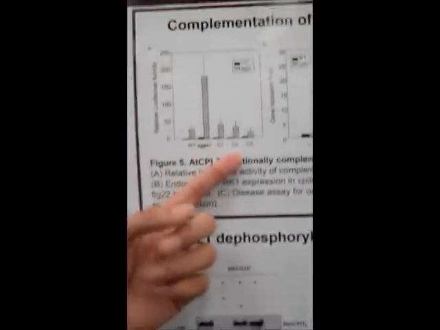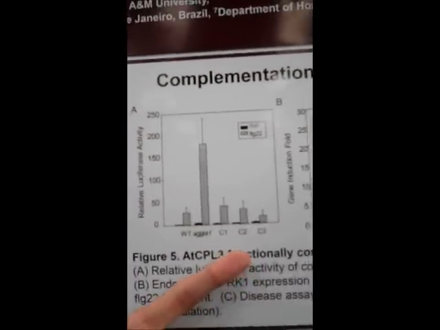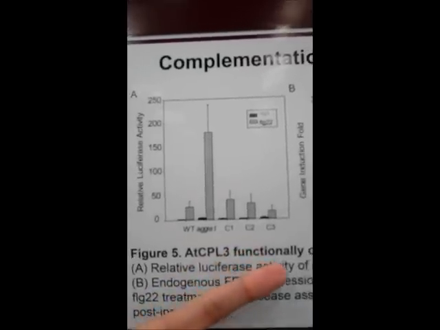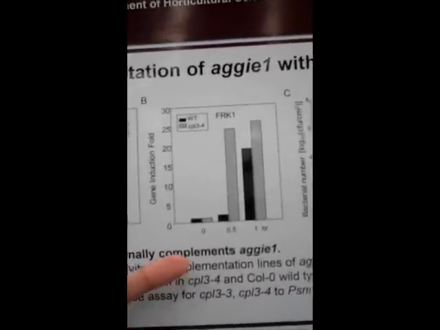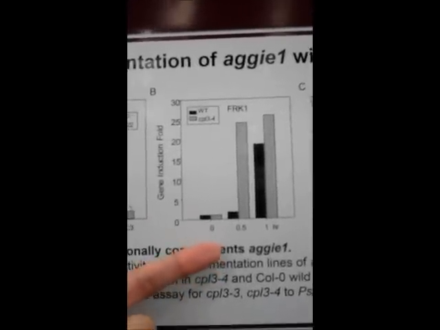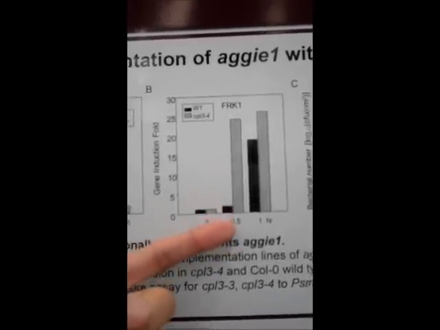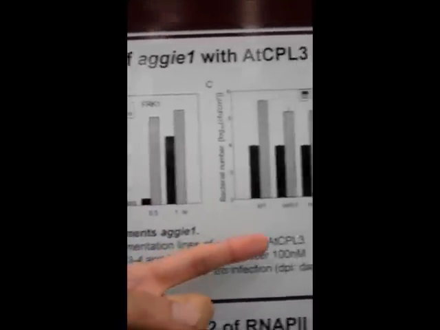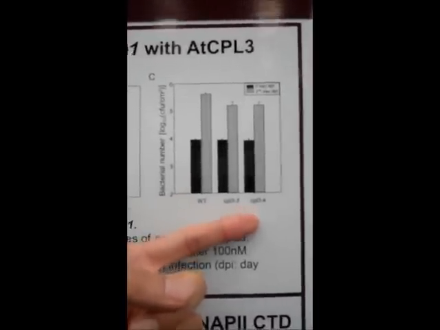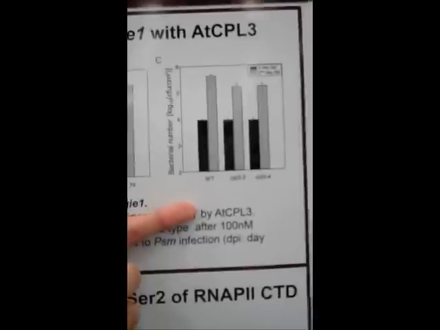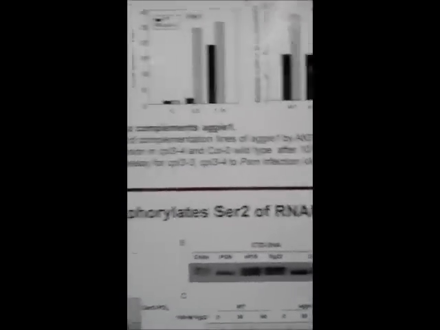the complementation line has wild type level FRK1 promoter activity, and also in the CPL3-4 knockout mutant, the endogenous FRK1 expression was enhanced compared with the wild type at 0.5 hours. And also the CPL3-3 and CPL3-4 knockout lines are more resistant compared with the wild type. So this indicates that CPL3 is indeed the Aggie 1 gene.